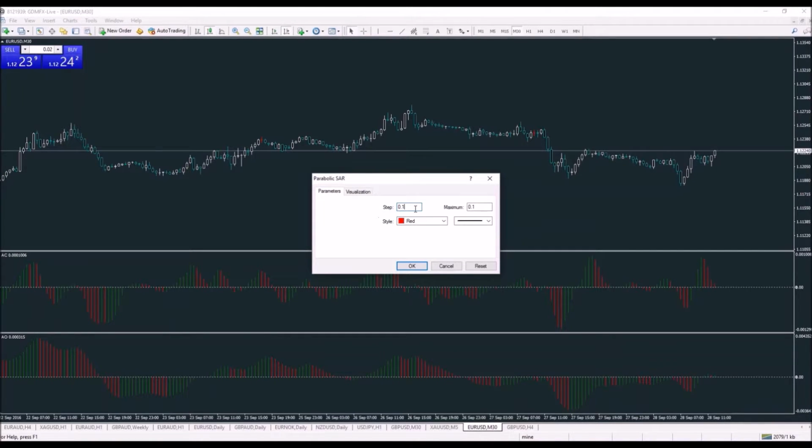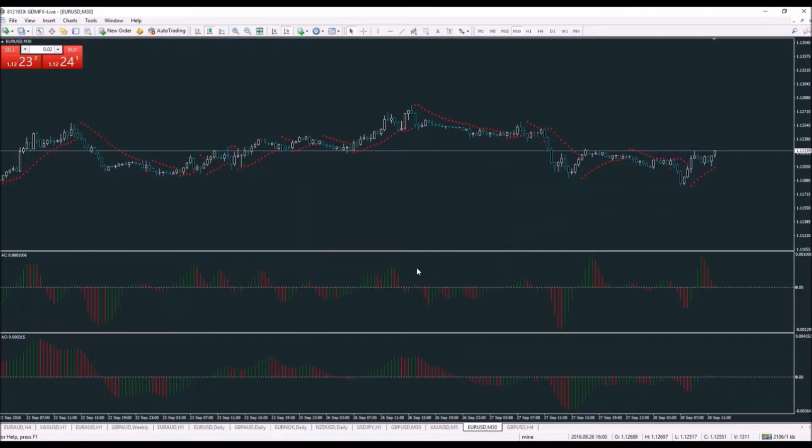So I've tested with a lot of settings here with the Parabolic, and I've come to the conclusion that the step of 0.1 to a maximum of 0.1 is much better for our system.